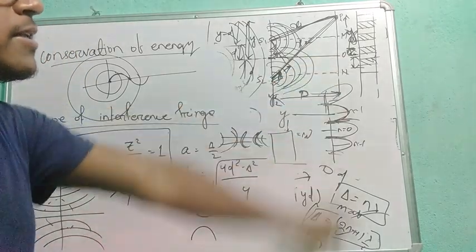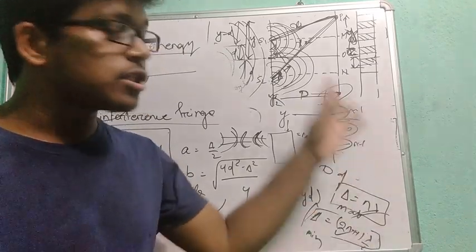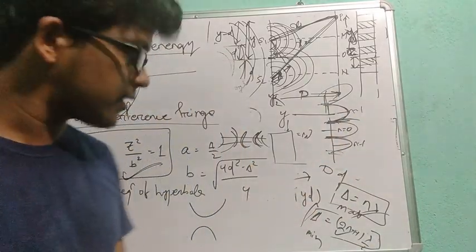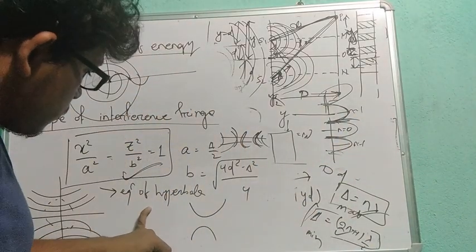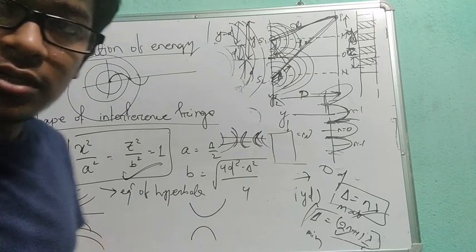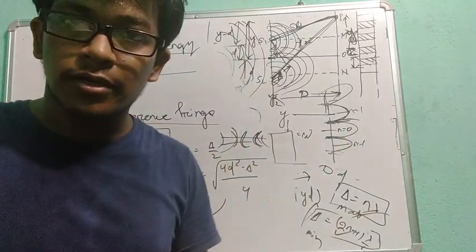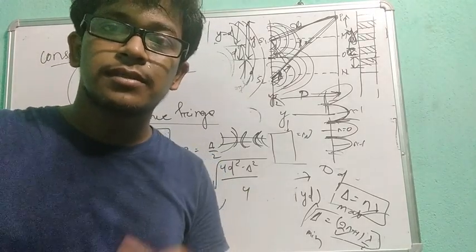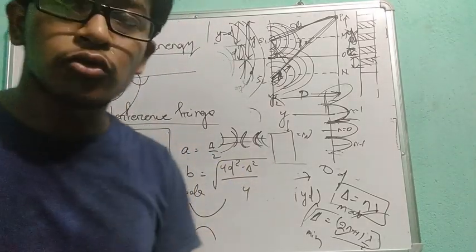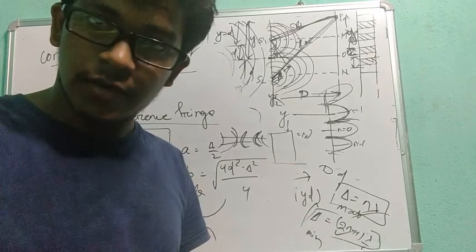So whatever fringes you are getting in your experiment, that is your Young's double slit experiment, you are getting such types of things, means hyperbolic structure. You can experimentally observe this by the interferometer. That is the experiment setup. I think I will help you to set up. Talk with Sujit bhai. Okay, thank you so much.